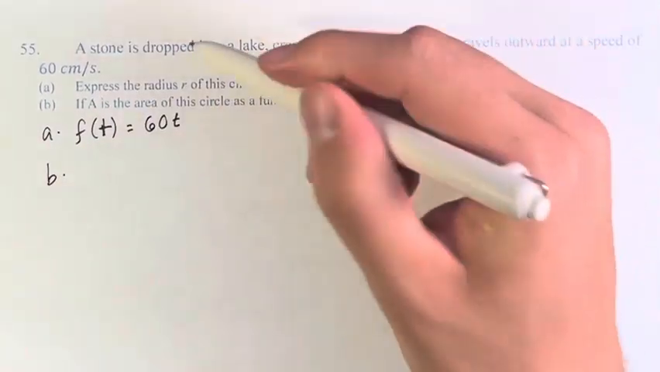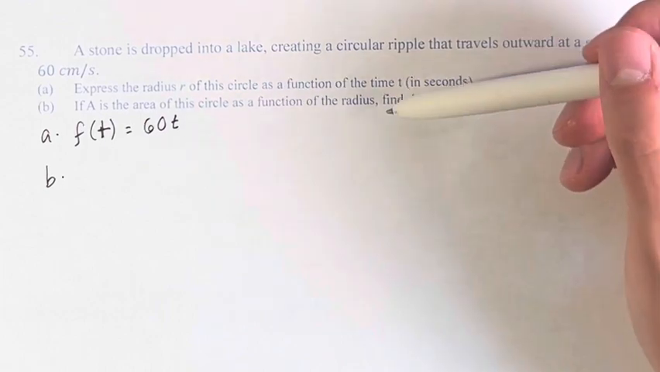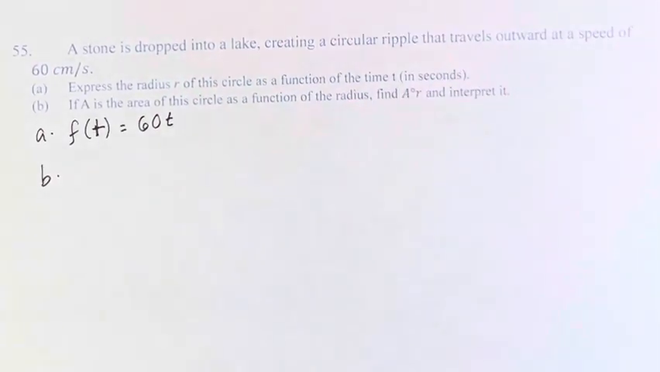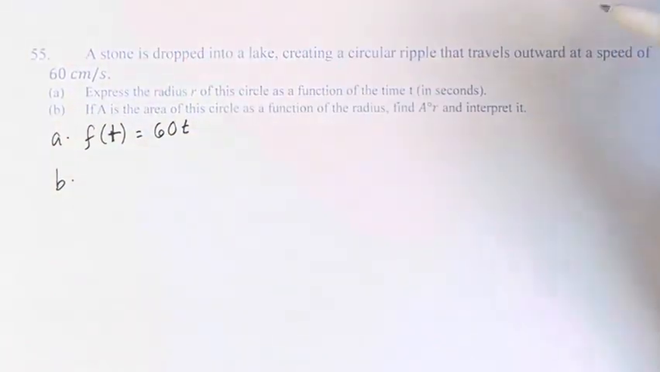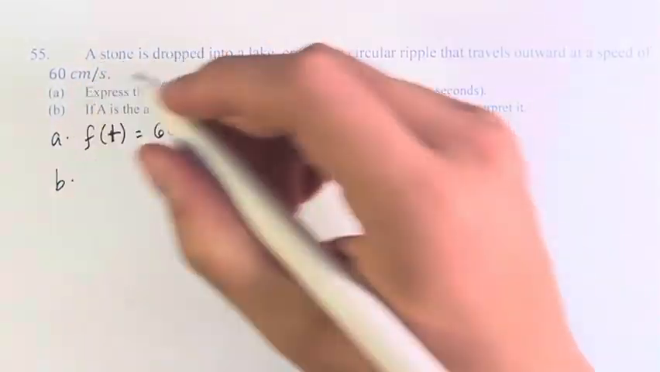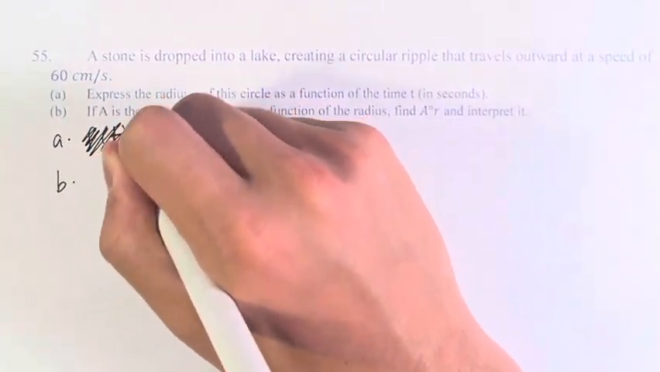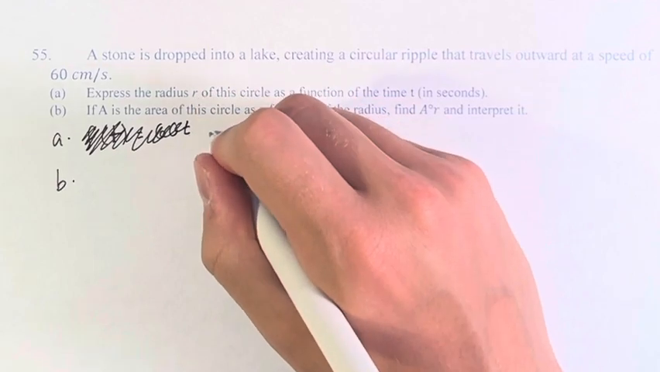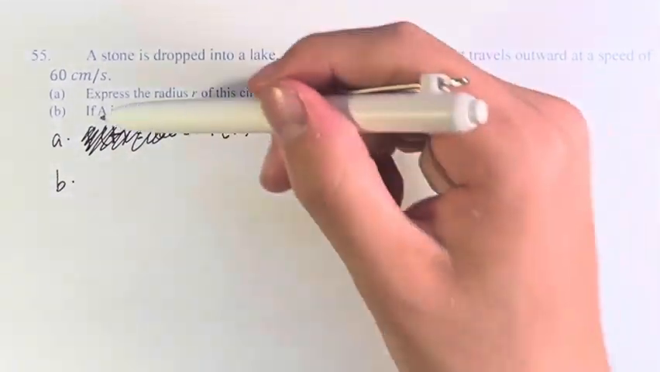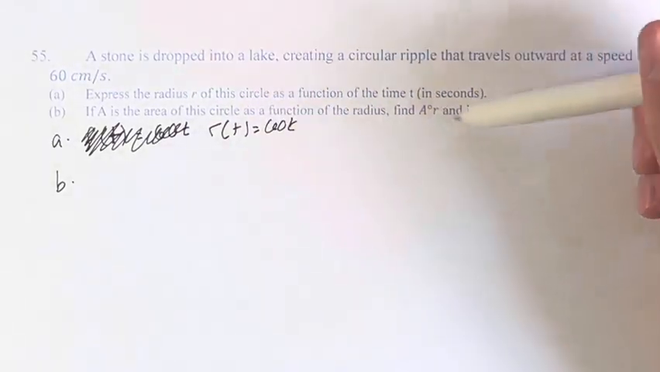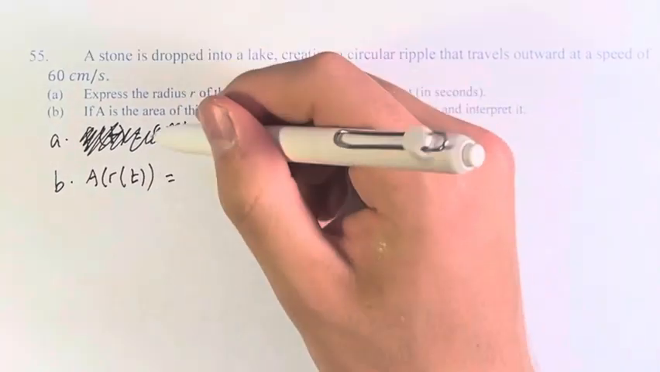Next, if A is the area of this circle, as a function of the radius, find A of r and interpret it. So what we have to do here is take r, which is really what we should have called this original function, right? Because that's what they're asking for. The radius r of this function is 60t. If the area of this circle is a function of the radius, find A of r. A of r of t is the area of the circle.